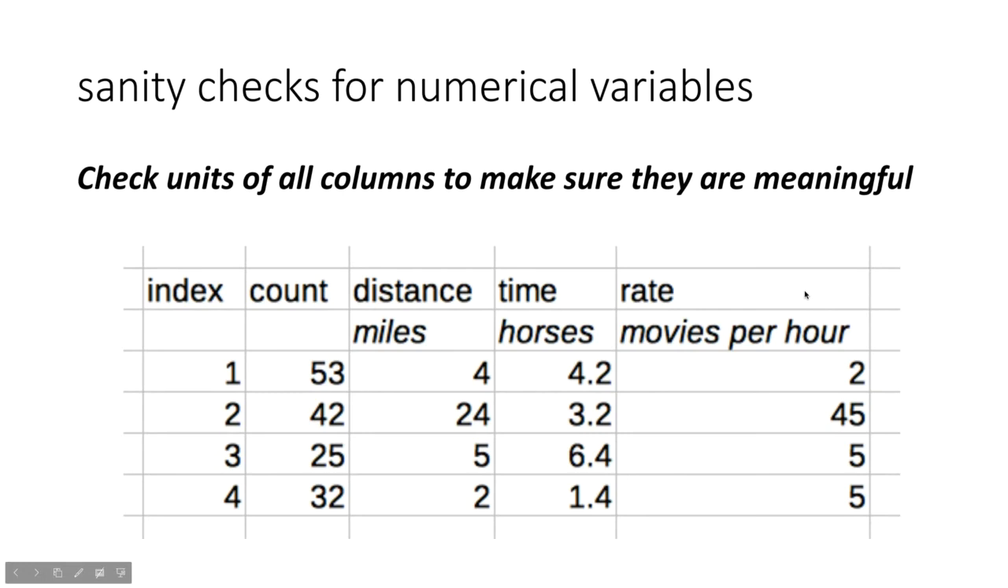Time in horses, bad. Movies per hour: maybe that makes sense, maybe it doesn't, right? It really depends on the context. If you're Netflix and you're asking how many movies did I stream to this neighborhood, that would make sense. If you're asking how many students showed up in class, that's not the right unit, right? So units detection is something that is, I think, almost intrinsically human to figure out. Is that reasonable? Especially when you're working with small data sets from weird data sources.